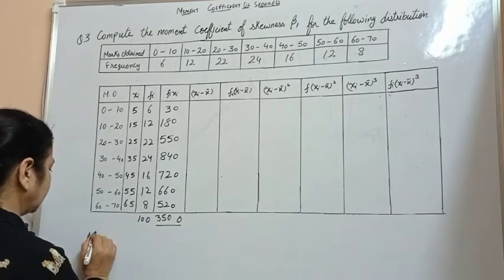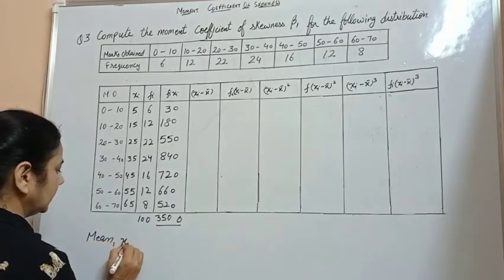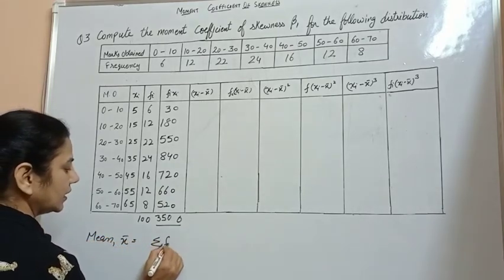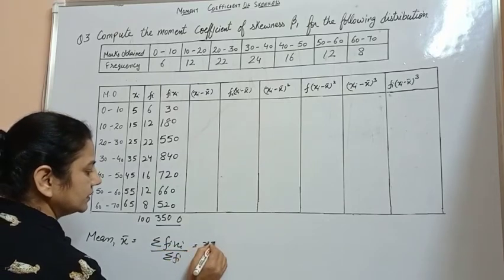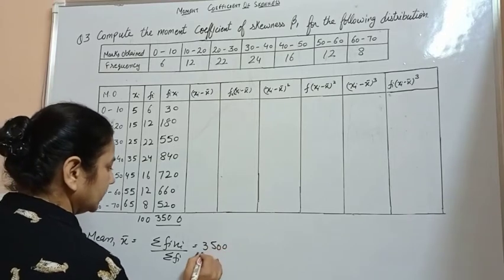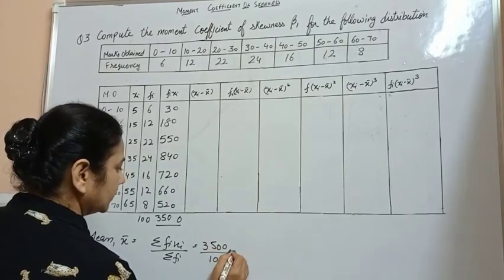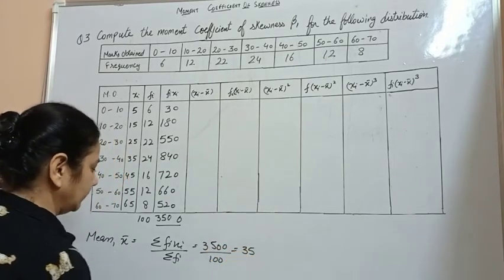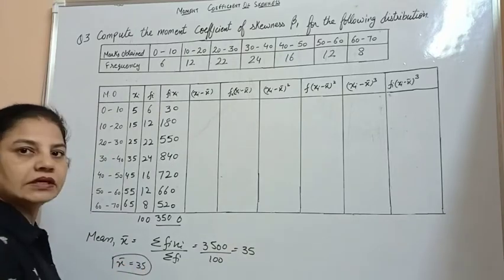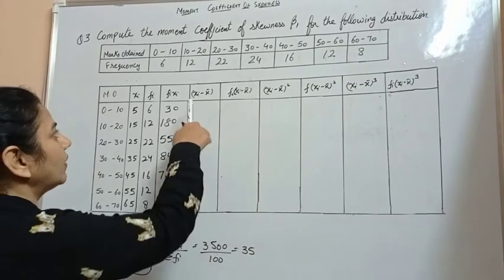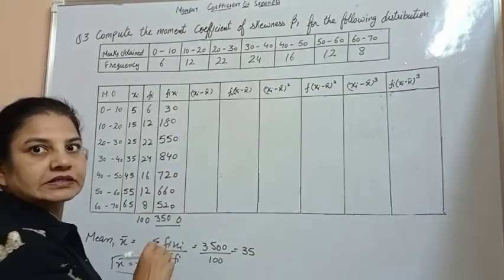So we will have the mean x bar equal to sigma Fi xi divided by sigma Fi. That means 3500 divided by 100 gives me the result as 35. So our mean is 35. Now here we have to calculate xi minus mean.